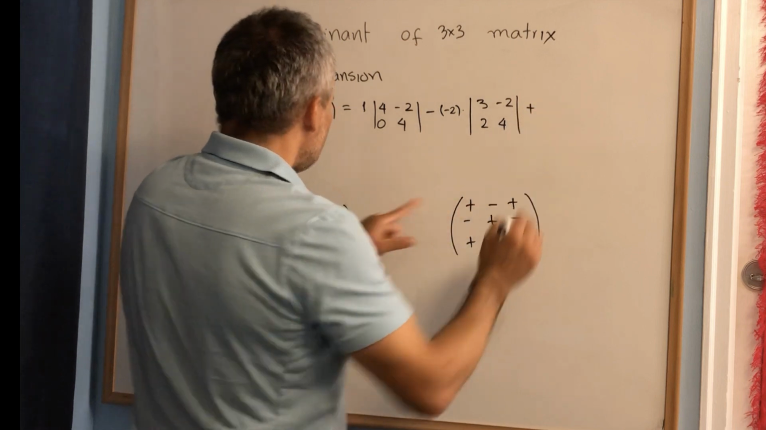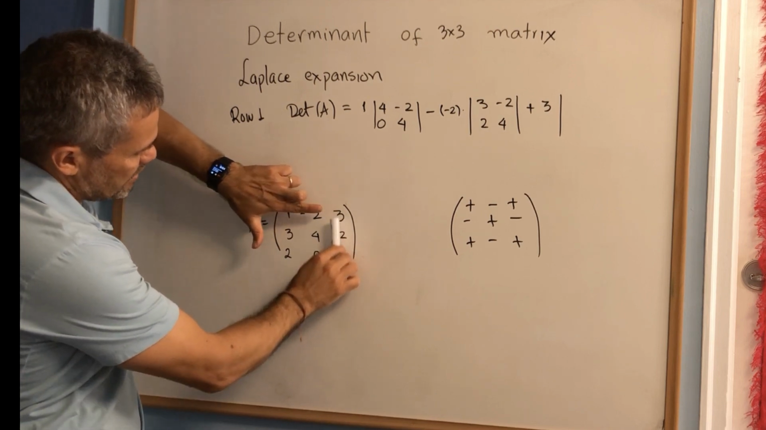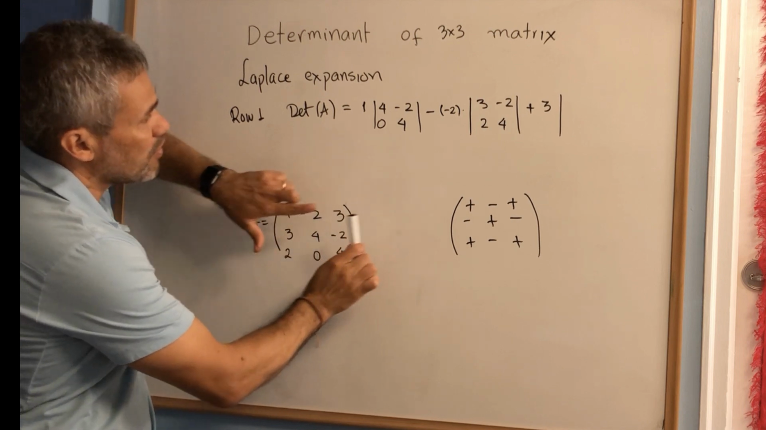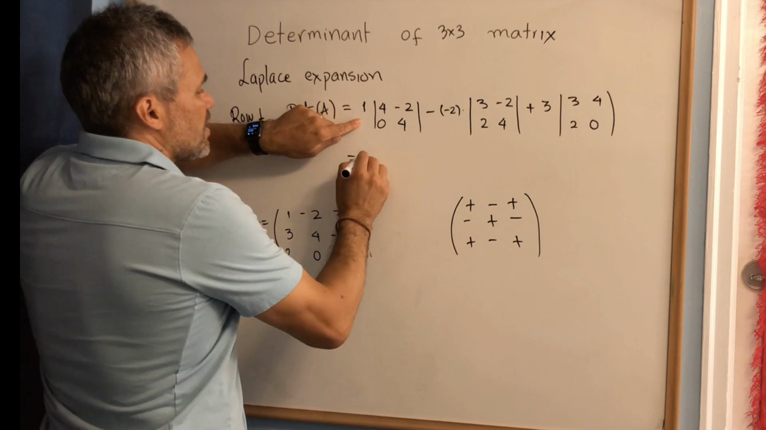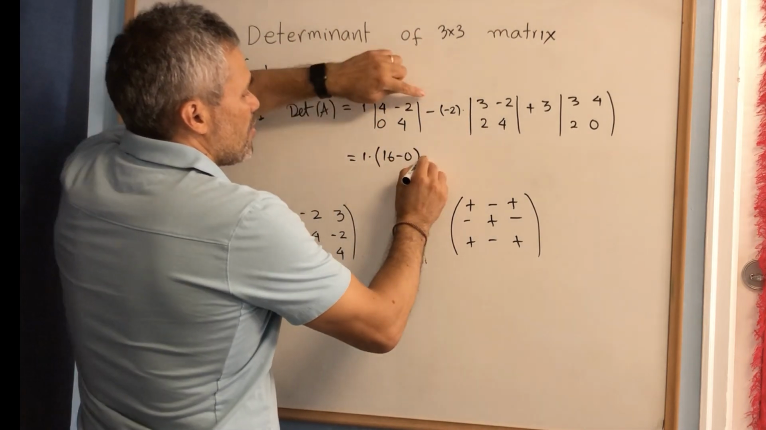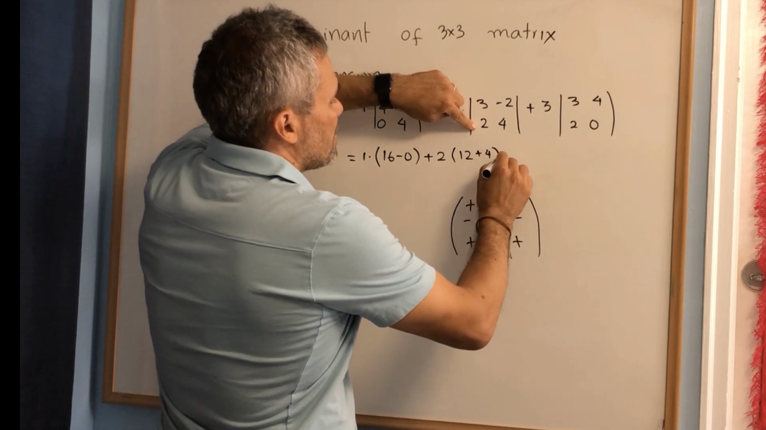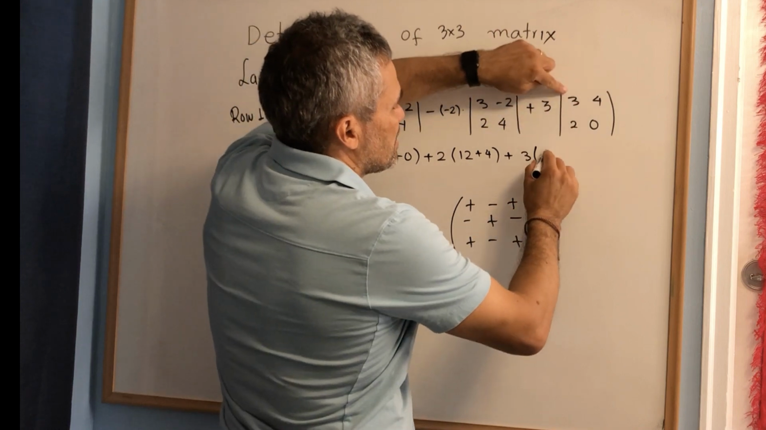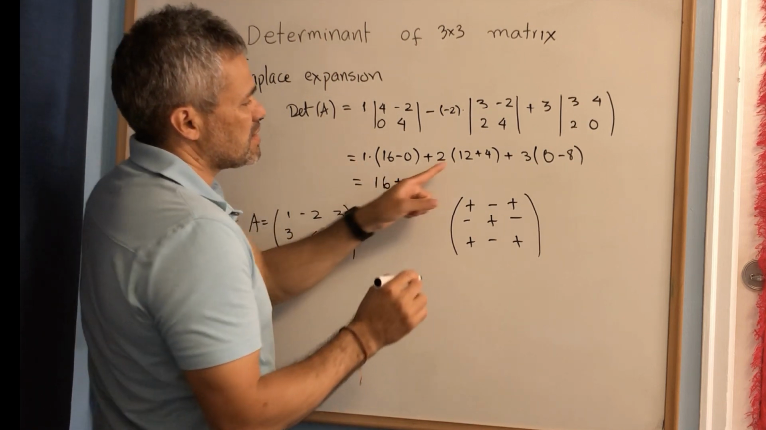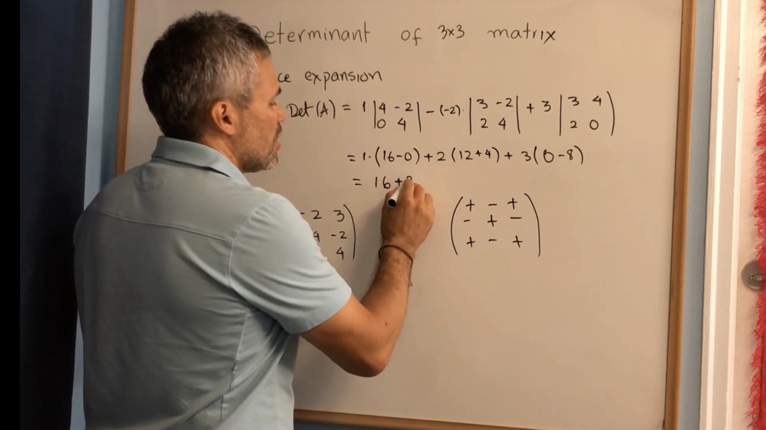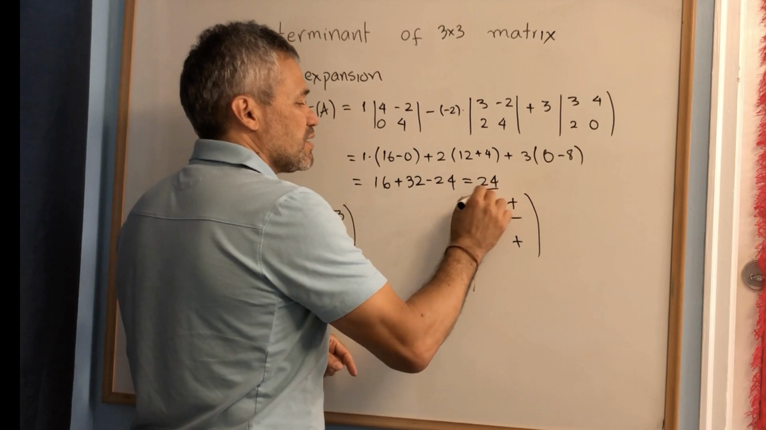And then plus the value of that entry, 3, and then times the determinant of the matrix that we get when we remove this column and this row, 3, 4, 2, 0. Okay, then what is this? This is 1 times 16 minus 0 plus 2 times, and this is 12 minus negative 2, it will be plus 4, and then plus 3 times 0 minus 8. What is this? This is 16 plus 16 times 2, 32, and this is 3 times negative 8, minus 24, and we get the same number.